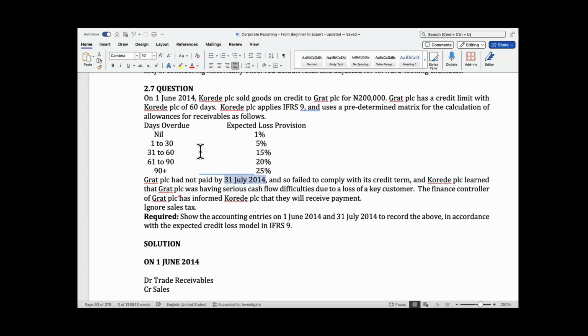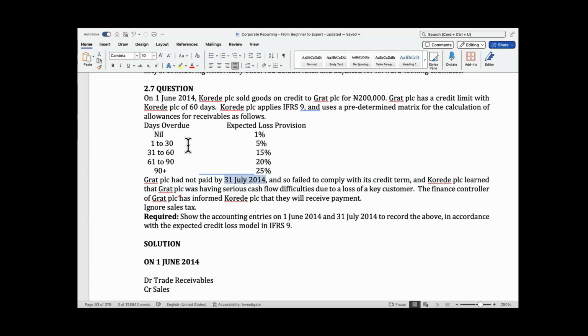So that means his credit is now overdue by maybe 1 day. Just 1 day. You know that we allowed him 60 days to pay, and from 1st of June to 31st of July is like 61 days.